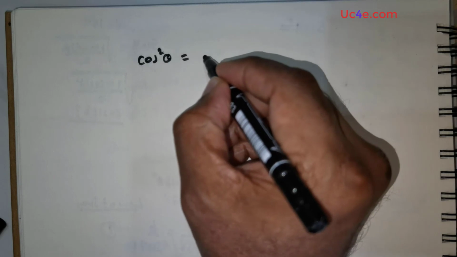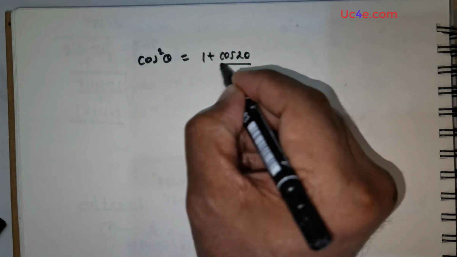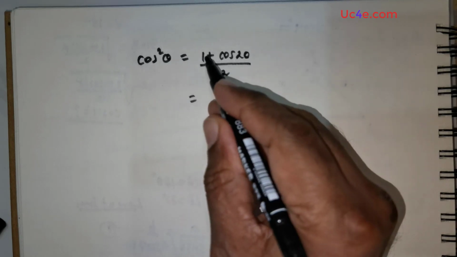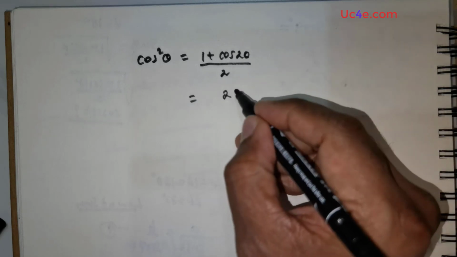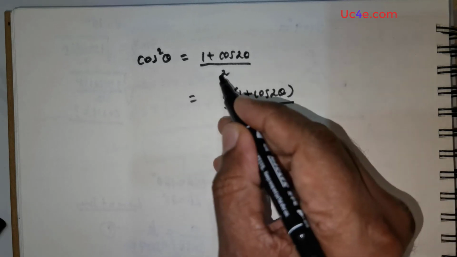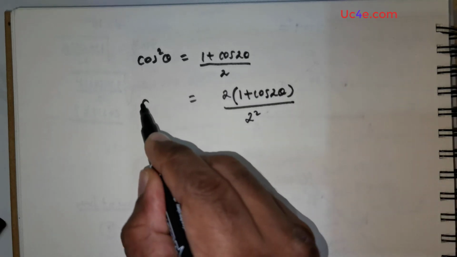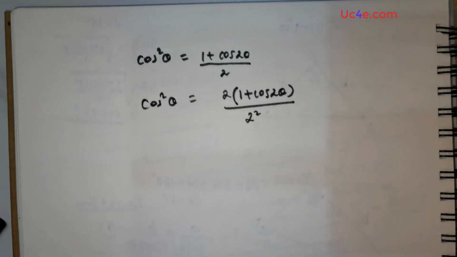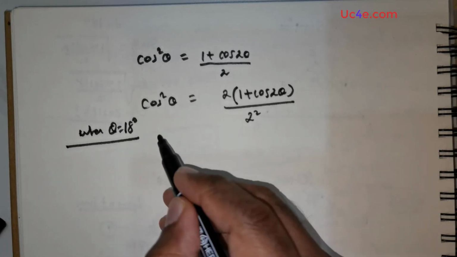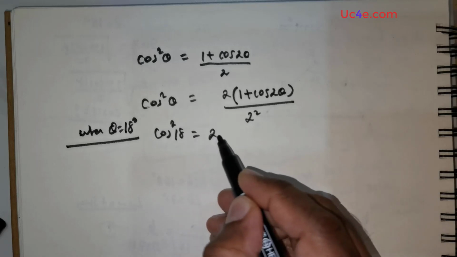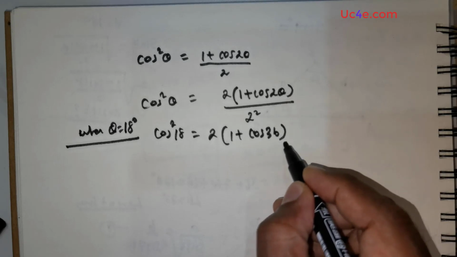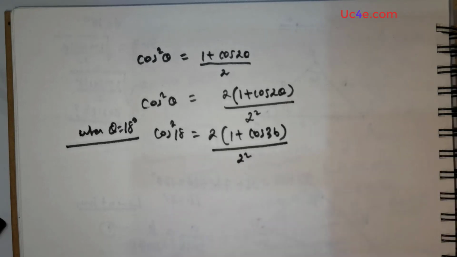Cos squared theta is equal to 1 plus cos 2 theta divided by 2. What I wish to do is, foremost, multiply the numerator and denominator by 2. You will know why. So it's going to be 2 times 1 plus cos 2 theta divided by 2 times 2, which gives me 2 squared. So this is cos squared theta. Now if I take theta to be 18 degrees, this is going to be cos squared 18 is equal to 2 times 1 plus cos 2 times 18, that's cos 36, divided by 2 squared. So this is what we have got.